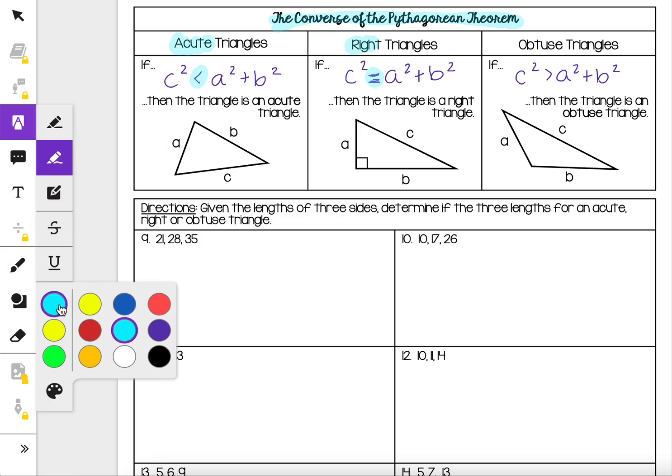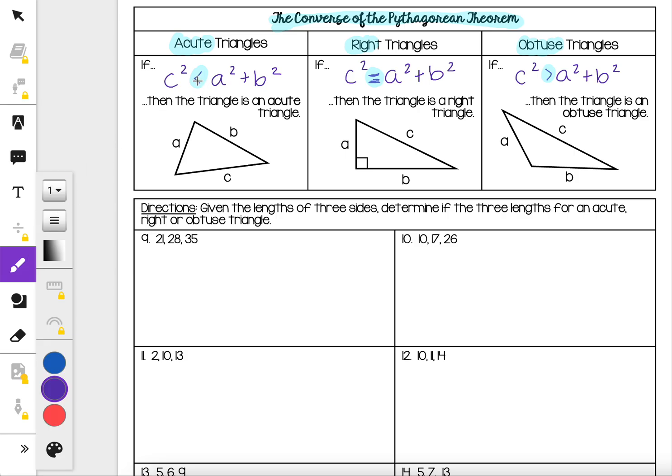Okay, now the reason that I like to write c squared first is because when I'm thinking of an acute triangle, I'm thinking of acute angles, which are all less than 90 degrees. So I'm already thinking of that less than inequality symbol. When I'm thinking of an obtuse triangle, I'm thinking of an obtuse angle, which is greater than 90 degrees. So I like to put the c squared first, so those inequality symbols match what I'm already thinking about.